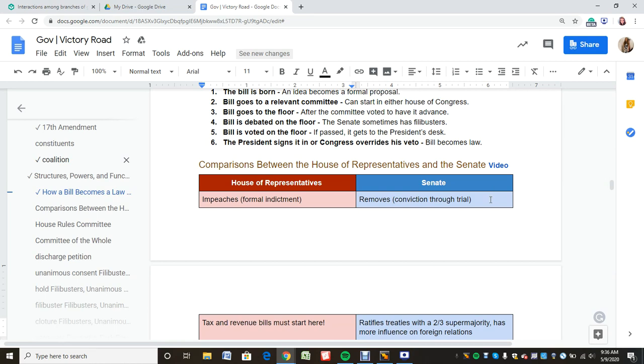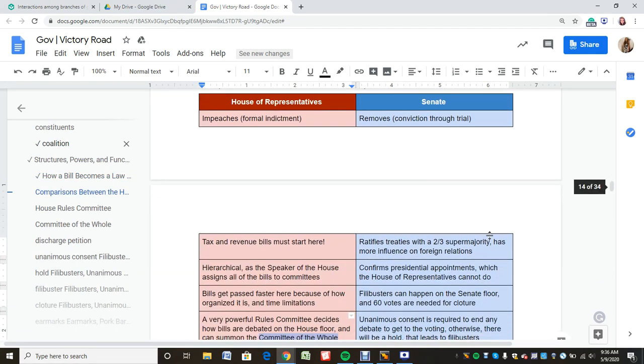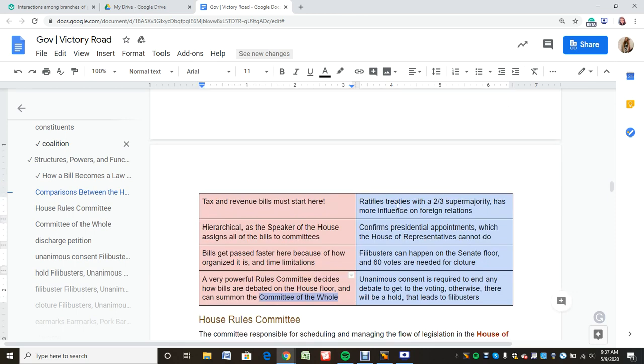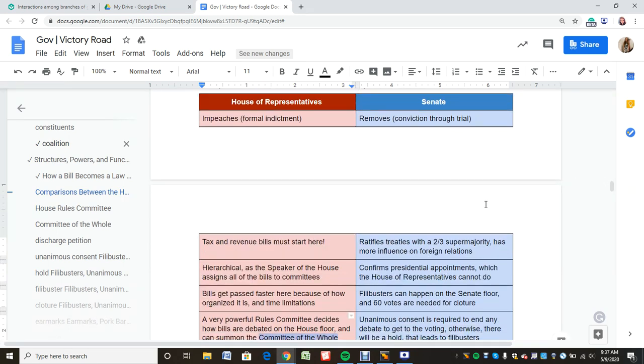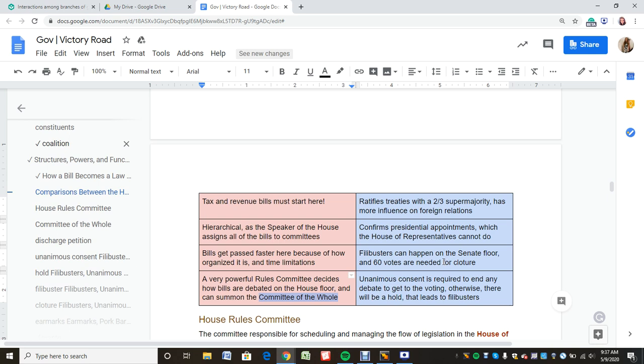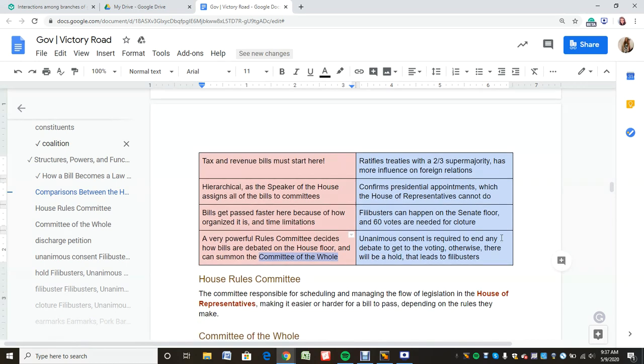And so we're going to go to the Senate real quick now. We talked about impeachment a little bit, but they are more known for their foreign relations, as the House of Representatives is more known for their tax bills. The Senate must ratify treaties with a 2/3 supermajority, and so they have more influence on foreign relations, but things take so much longer on the Senate floor, and you need those 60 votes for a cloture to get people to stop filibustering. They're also notable for confirming presidential appointments, and this is something that the House of Representatives cannot do. And also, you technically need unanimous consent to end any debate to get to the voting.